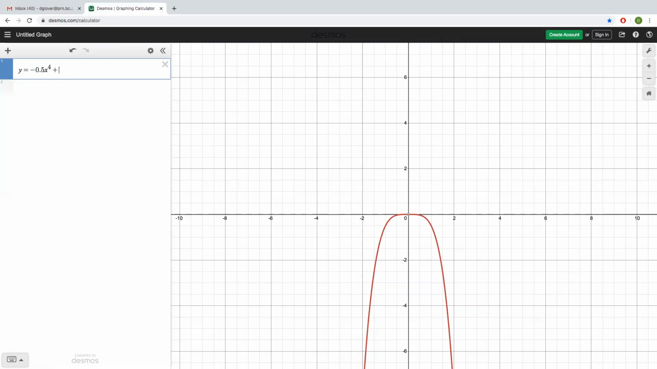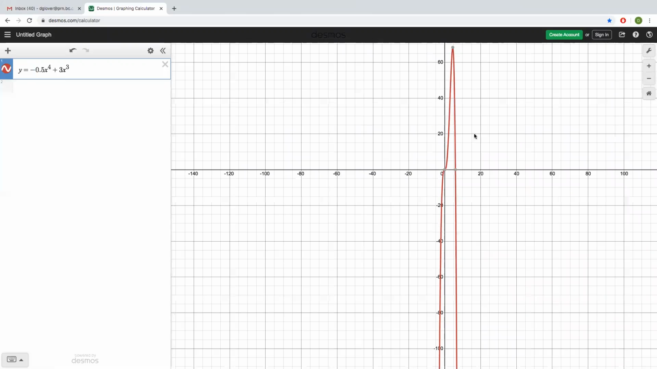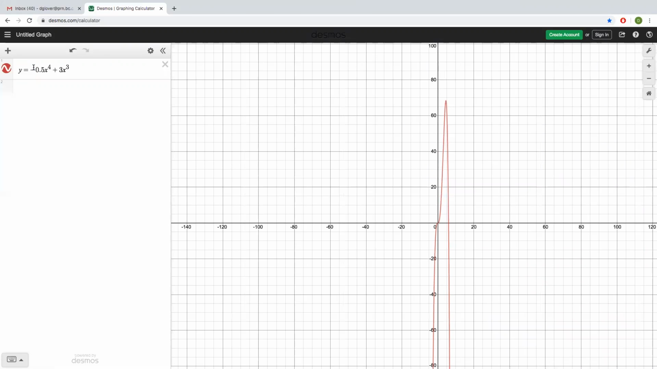I can add more terms. I can add plus 3x cubed. Now we've got a quartic function that looks like this. However, it still opens down because the leading coefficient is the dominant term. That's the one that's going to dictate the orientation.